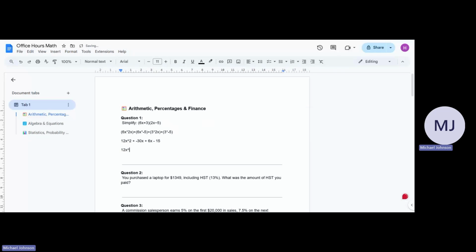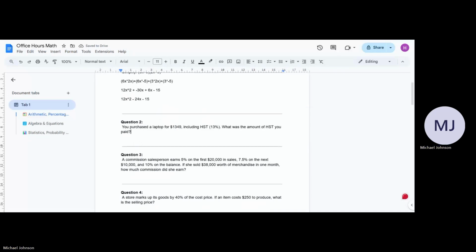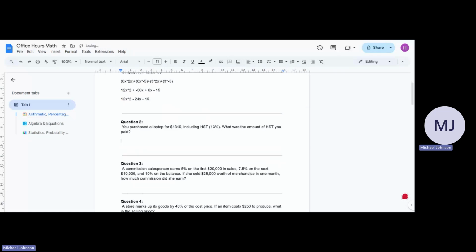And then 3 times -5 is -15. So we get 12x squared minus 24x minus 15. So that's how we would do that one. And you purchased a laptop for $1349, including HST, 13%. What was the amount of HST you paid?